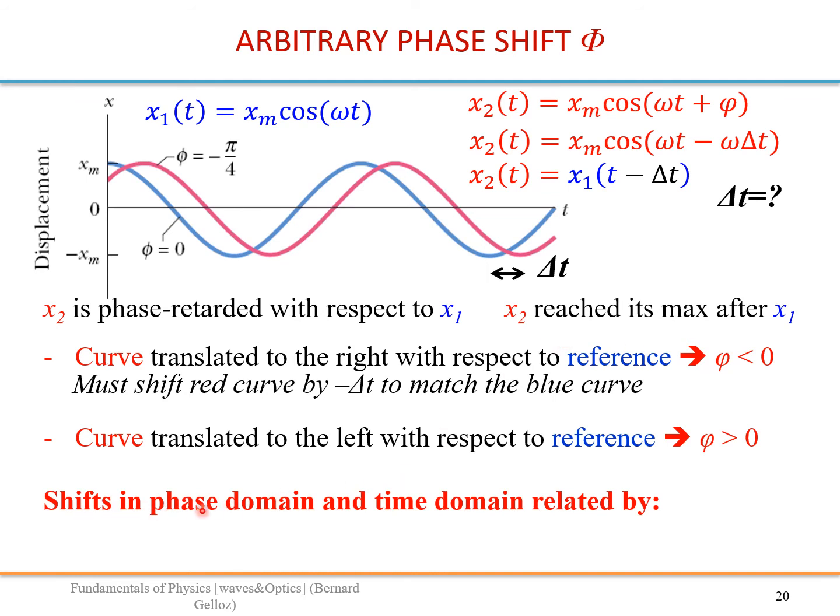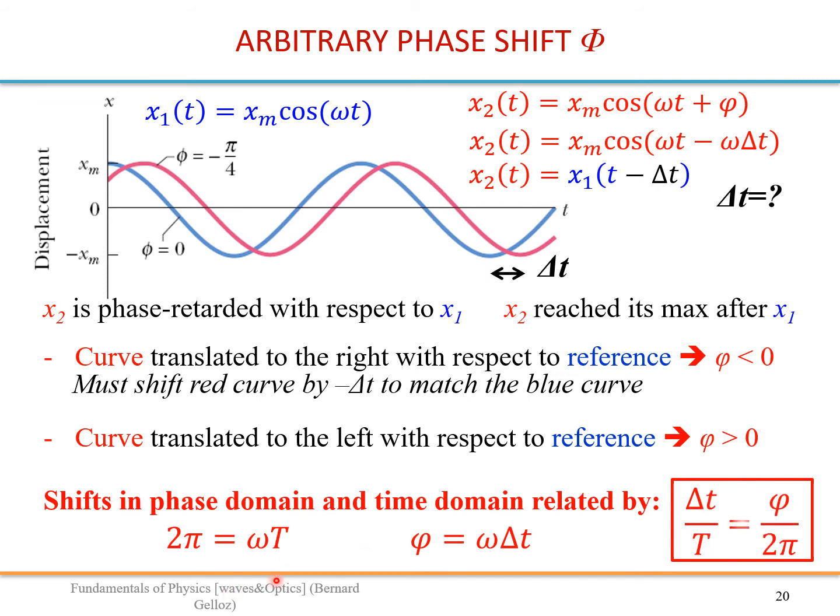So let's see how a shift in the phase domain, so a shift of the phase, is related to a shift in the time domain. So how delta t is related to phi. Okay, so this is it. So phi here is equal to omega delta t. Of course, we don't know yet the sign. And here 2 pi is omega T. So this is a full cycle in phase, a full period in the phase domain, equal to omega T.